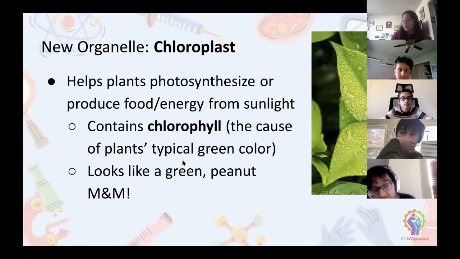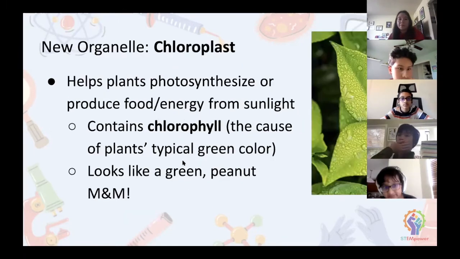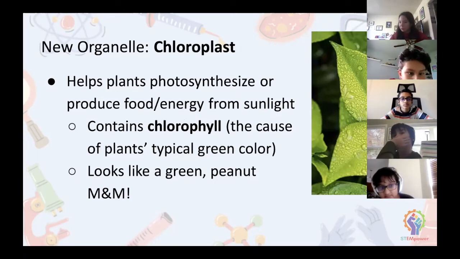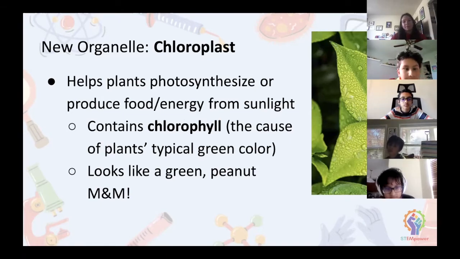So another new organelle, we have the chloroplast. Now, you might know this, but plants go through a process called photosynthesis, and the chloroplast is just going to help plants photosynthesize, or produce our food and energy from sunlight, water, a combination of things. It's also going to contain our chlorophyll. Chlorophyll is important because that's what makes plants green. I'm not sure what color plants would be without chlorophyll, but that's important to note. So, chloroplasts contain chlorophyll, and they're going to look like a green peanut M&M.